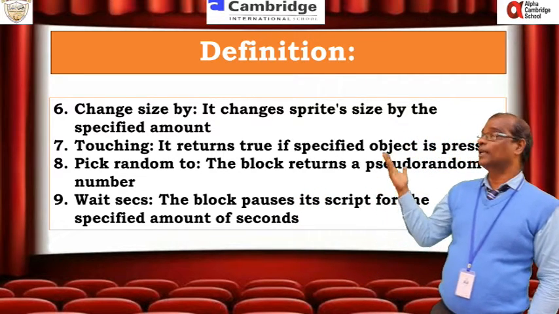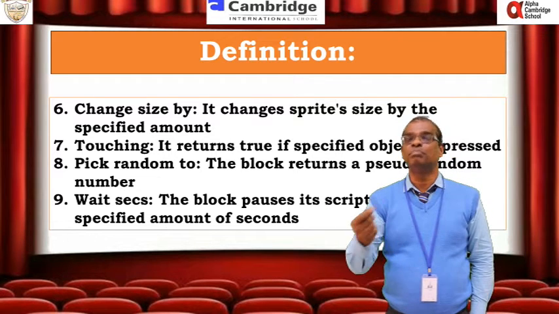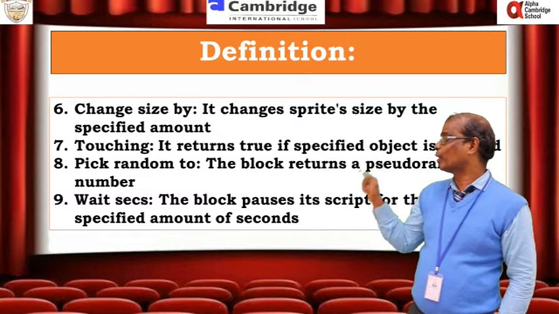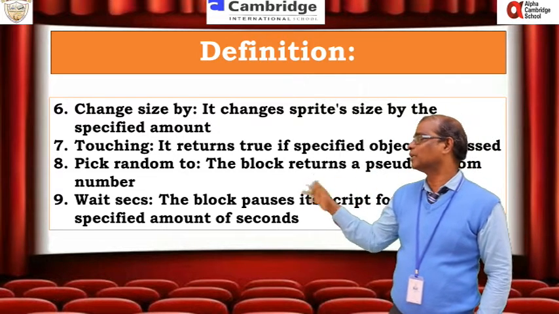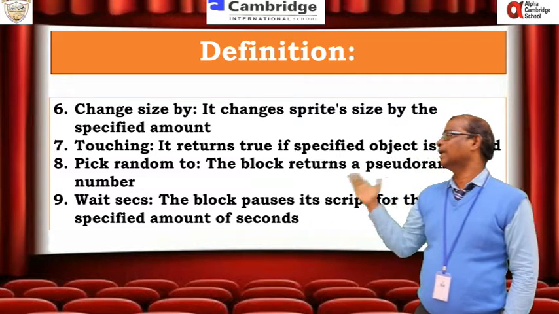Touching: from the name itself you can understand, it returns true if the specified object is touched. That means if you correctly place your mouse pointer above the fish, it returns true. Otherwise, false. The 8th one is pick random.